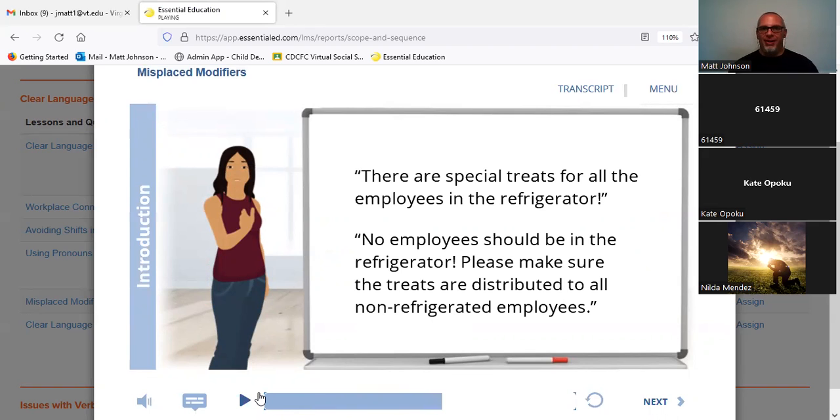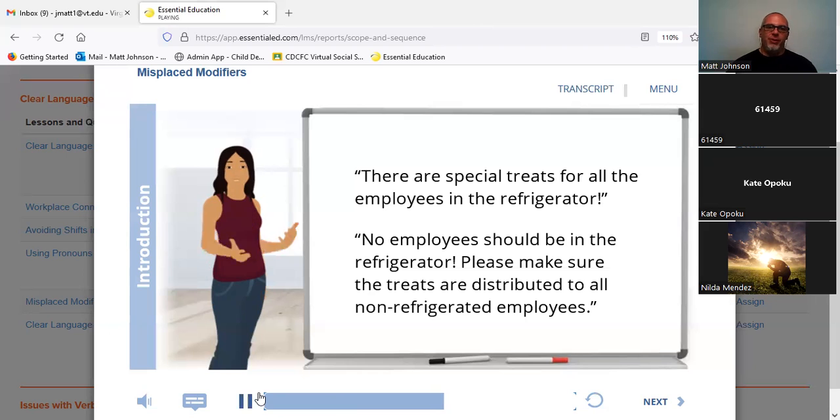Right, so just stop it here and look at that, right? In the refrigerator is your modifier, but it's not modifying the special treats, it's modifying the employees. So it's literally stating that the special treats are for the employees in the refrigerator. So unless you're in the refrigerator getting chilled, you don't get a treat. So that's what we're talking about with misplaced modifiers.